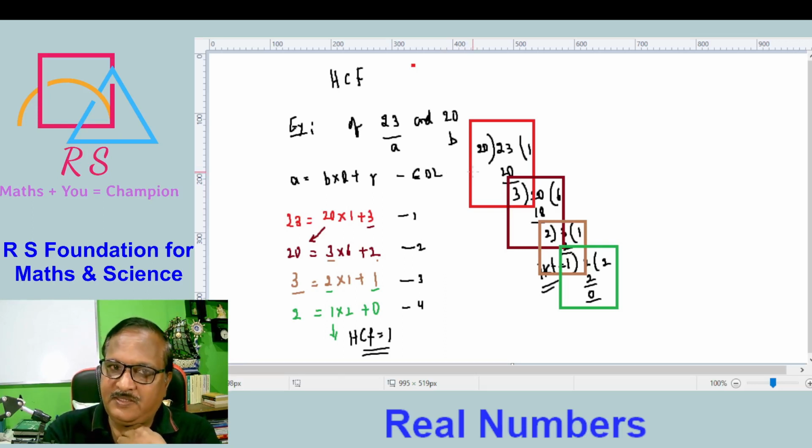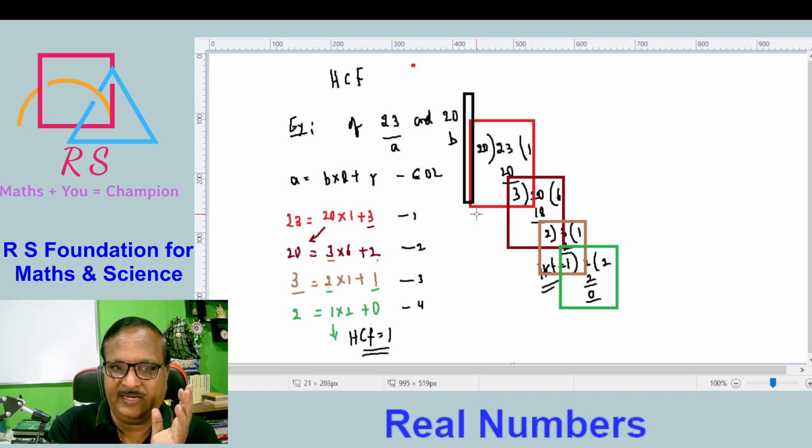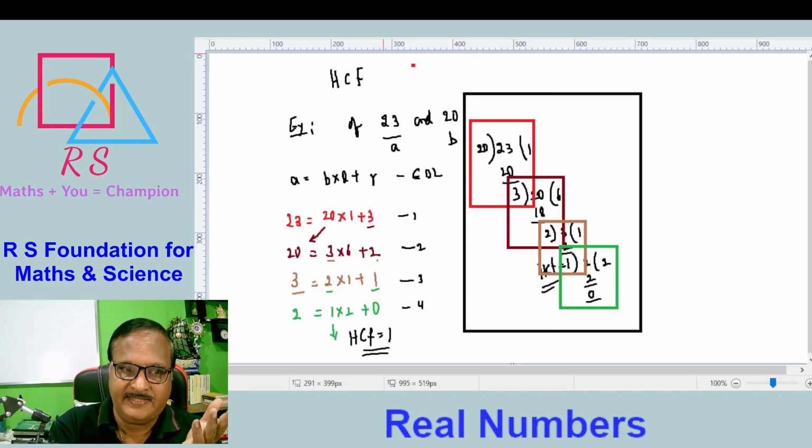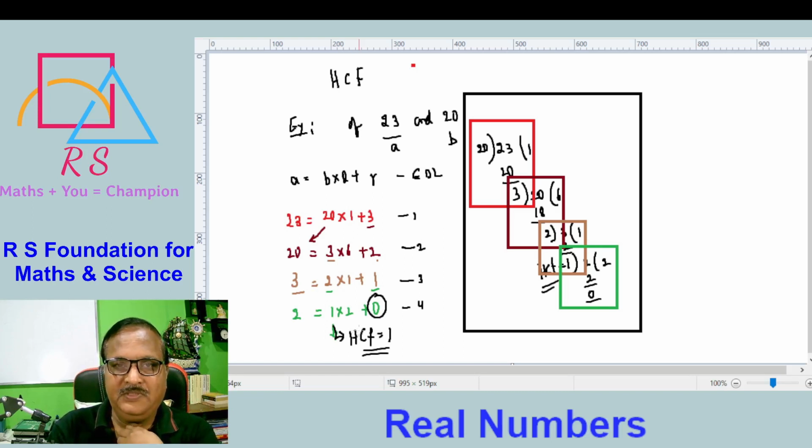If you are getting confused writing EDL, always try my method. You can write the division process on the right side, and accordingly convert these divisions into the steps of EDL. Wherever you get a 0 remainder, that divisor will become the HCF. This is a simple and direct question.